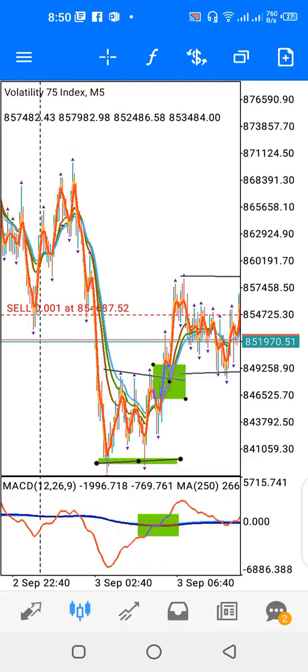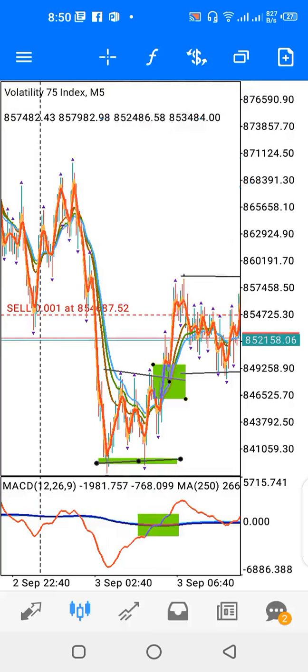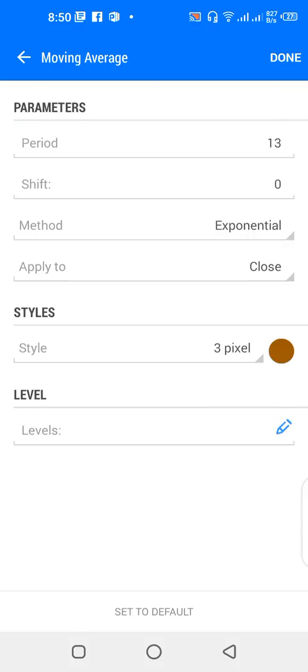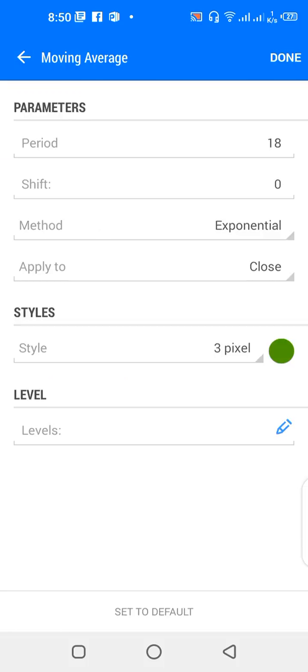Now let's look at the indicators. For the main window, remember this 5 minutes time frame, we have moving average. The period is 13, shift is 0. Method is exponential, apply to close. Color is brown. Then you also have another moving average. Period is 18, shift is 0. Method is exponential, apply to close, and color is green.